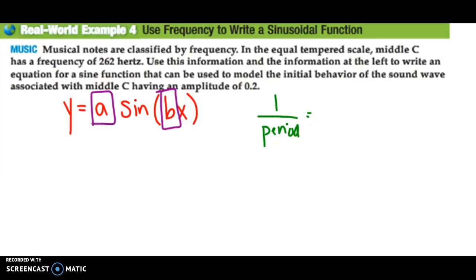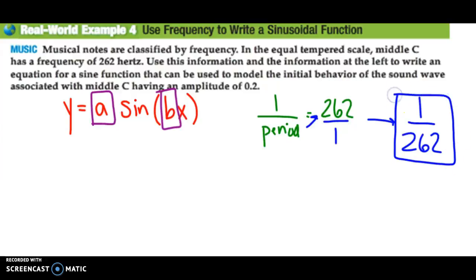So if 1 over the period is 262, the period then is going to be 1 over 262. Now an easy way to do that if you're interested is basically a cross multiplication problem. Period times 262 is equal to 1 times 1, divide by 262, and this right here is going to be our period.